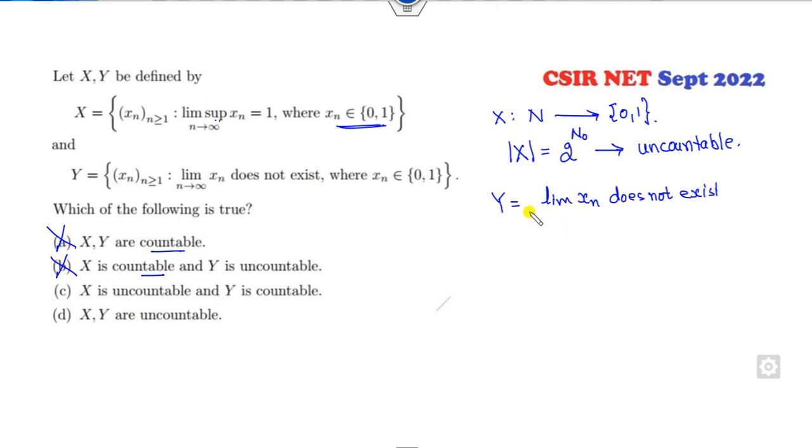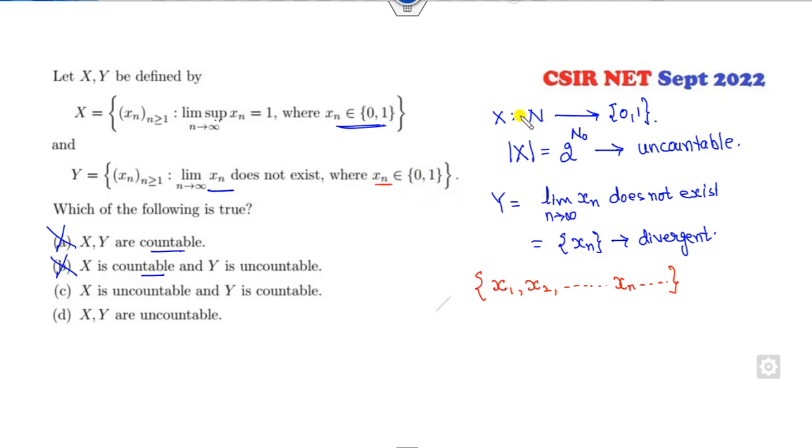Limit of, now they are not talking about the supremum or infimum. What does it mean? It means this sequence is my divergent sequence. Now, what kind of sequence is there? You have X1, X2, these are the elements, and the Xi's are either 0 or 1.